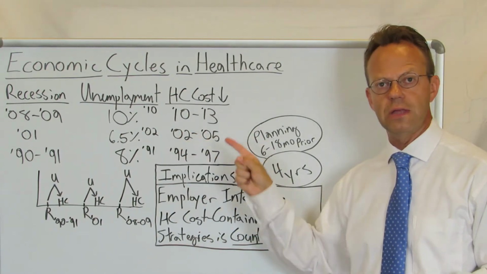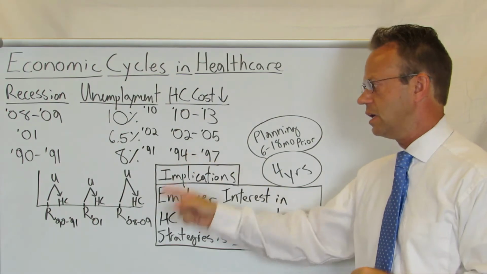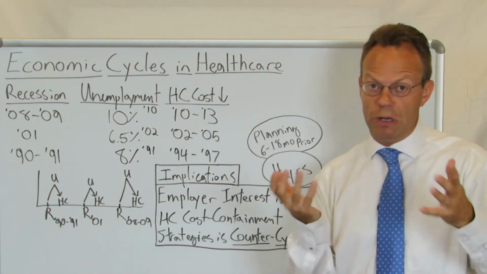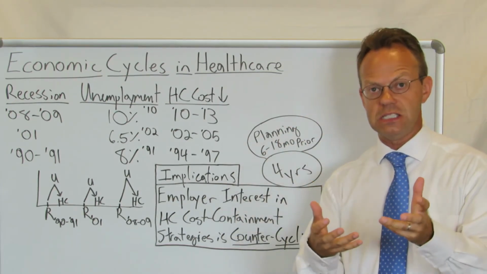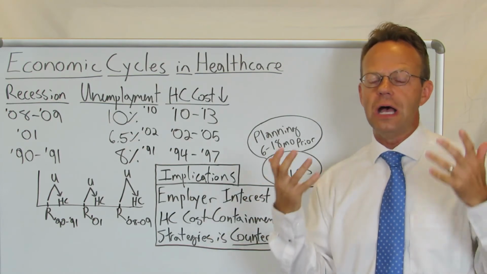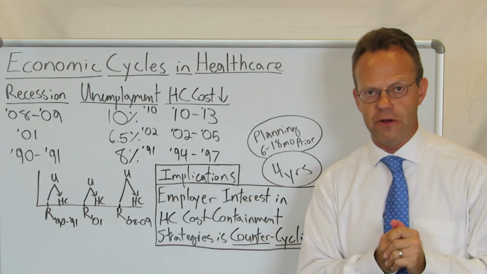Okay, note also the duration of the healthcare cost decreasing from 2010 to 2013, that's 4 years. From 2002 to 2005, that's 4 years. From 1994 to 1997, that's 4 years. So you kind of have a 4-year window to put this stuff in place before the unemployment rate comes down so much that employers then lose again the appetite to put in these various strategies.